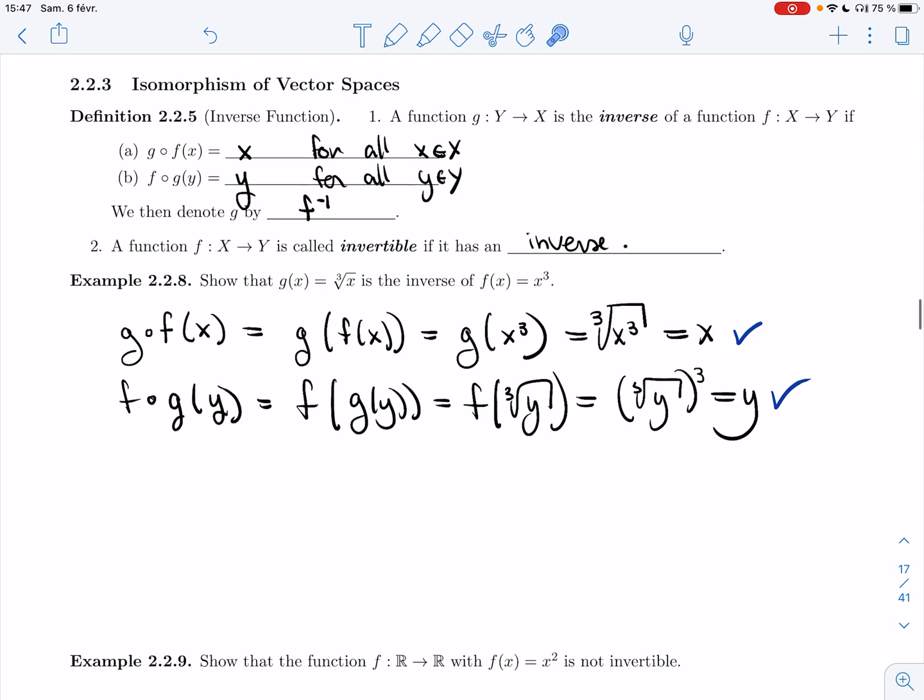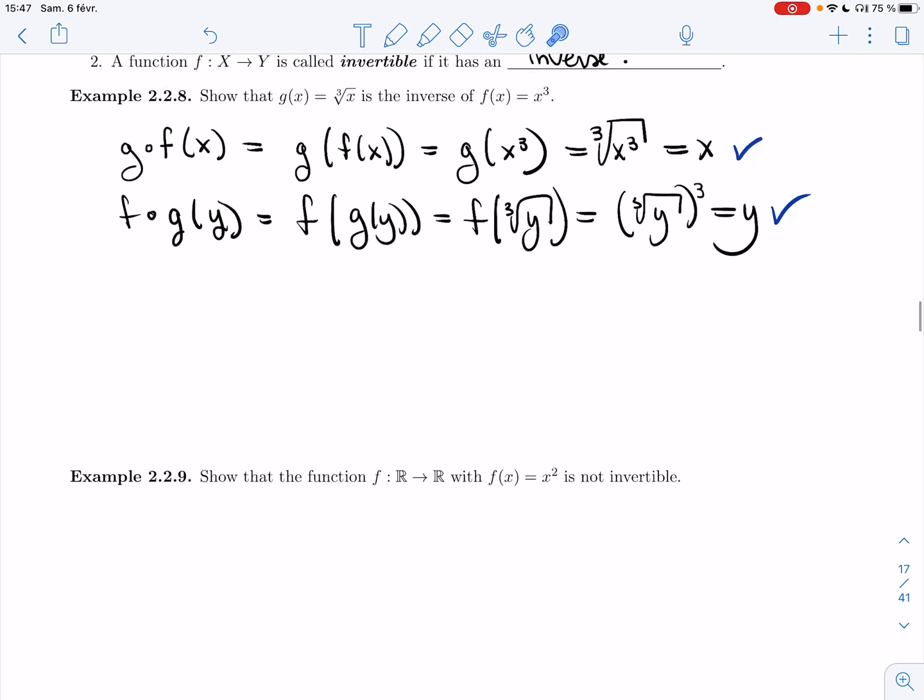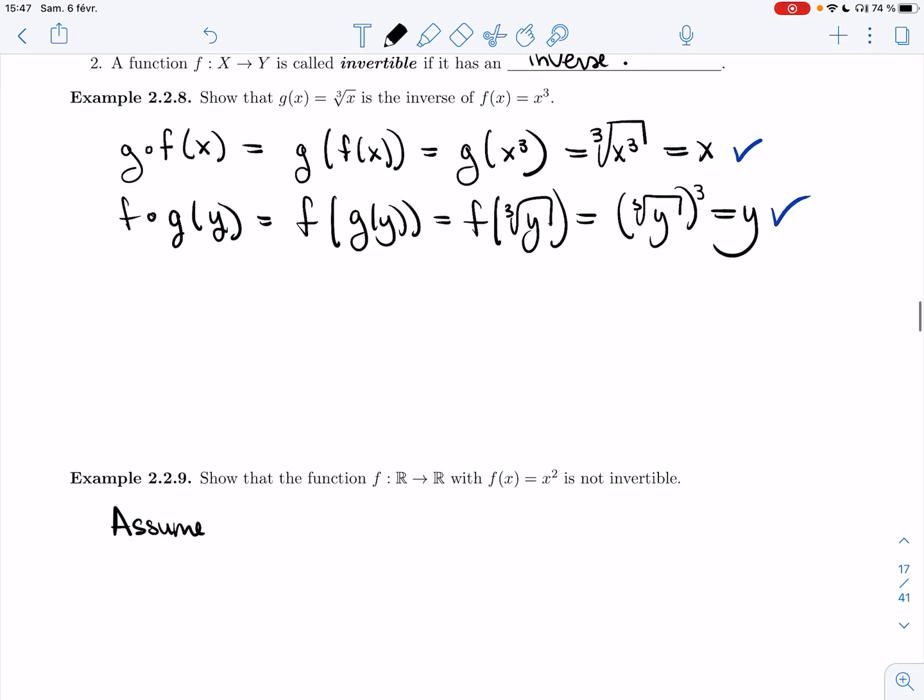All right, I want to look at the square root because it's not the square root, the square. It's quite an interesting example. Example 2.2.9, show that the function f of x equals x squared is not invertible. All right, so this is going to be a proof by contradiction. So I'm going to assume that f is invertible with inverse g.